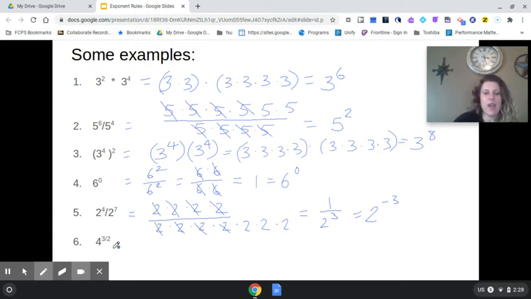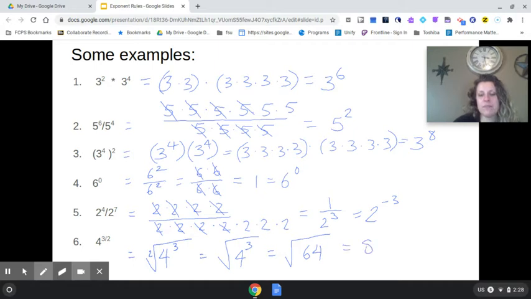Okay, the last example has 4 raised to the 3/2 power. Remember that the numerator is the power and the denominator is the root. Now, we don't usually write the 2 on the square root, so that's the same as 4 to the 3rd underneath a square root. So the square root of 4 to the 3rd power: 4 times 4 is 16, 16 times 4 is 64, and we can square root 64, so that would just give me 8. So again, when we have fractional exponents, the numerator is the power and the denominator is the root.